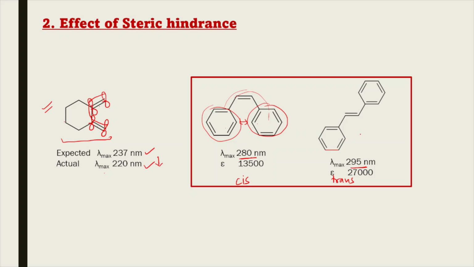On the other hand, in the trans system, the bulky groups are far apart from each other. So there is no steric crowding between the bulky groups. So this is a properly conjugated and planar system. That's why all the orbitals are overlapping with each other very properly. That's why the lambda max value of trans stilbene is more as compared to cis stilbene.